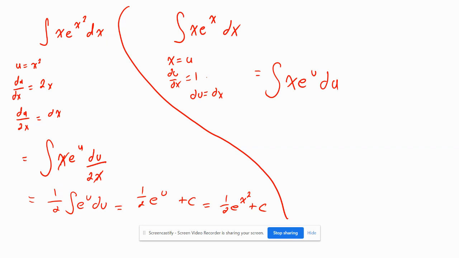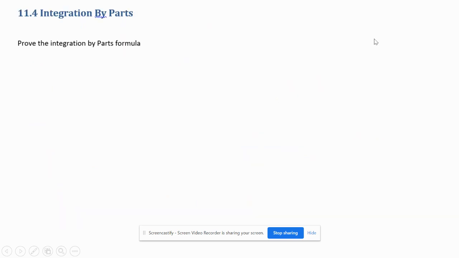So this one over here is integration by substitution, and this one over here is integration by substitution won't work. Okay. Now let's prove what we call the integration by parts formula.